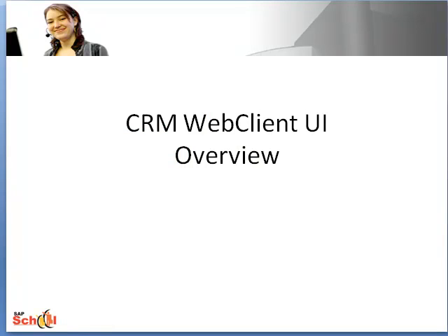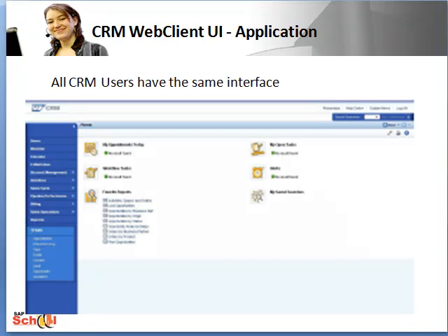With CRM7, the web client user interface has taken a big leap forward and is one of the key reasons why CRM7 is so successful today. One of the key things in the web client UI is that all CRM users have the same L-shaped interface. The UI is designed for users and provides a role-based workspace with easy navigation and user interfaces.